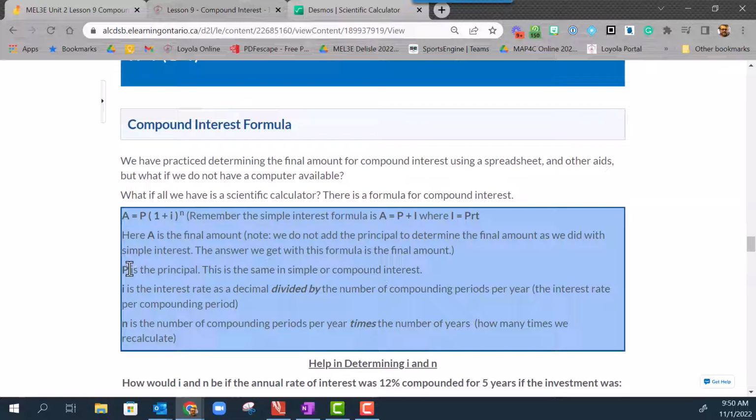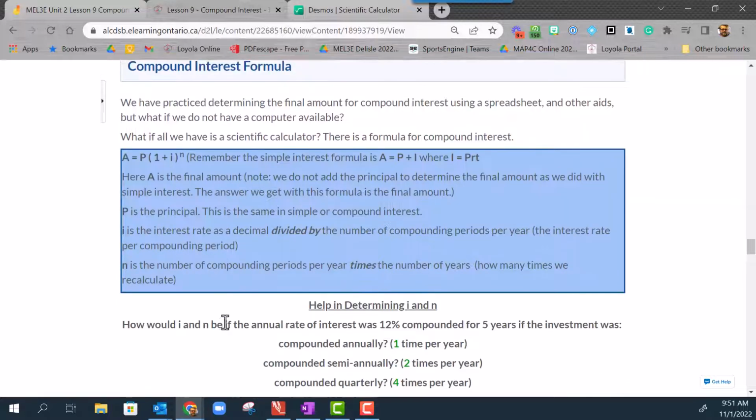P is the principal amount invested. I is the interest rate divided by the number of compounding periods per year, so it's basically the interest rate per month in the first example. And N is the number of compounding periods per year times the number of years, or in the first example, how many months we're going to do this investment for. So let's have a look at one.